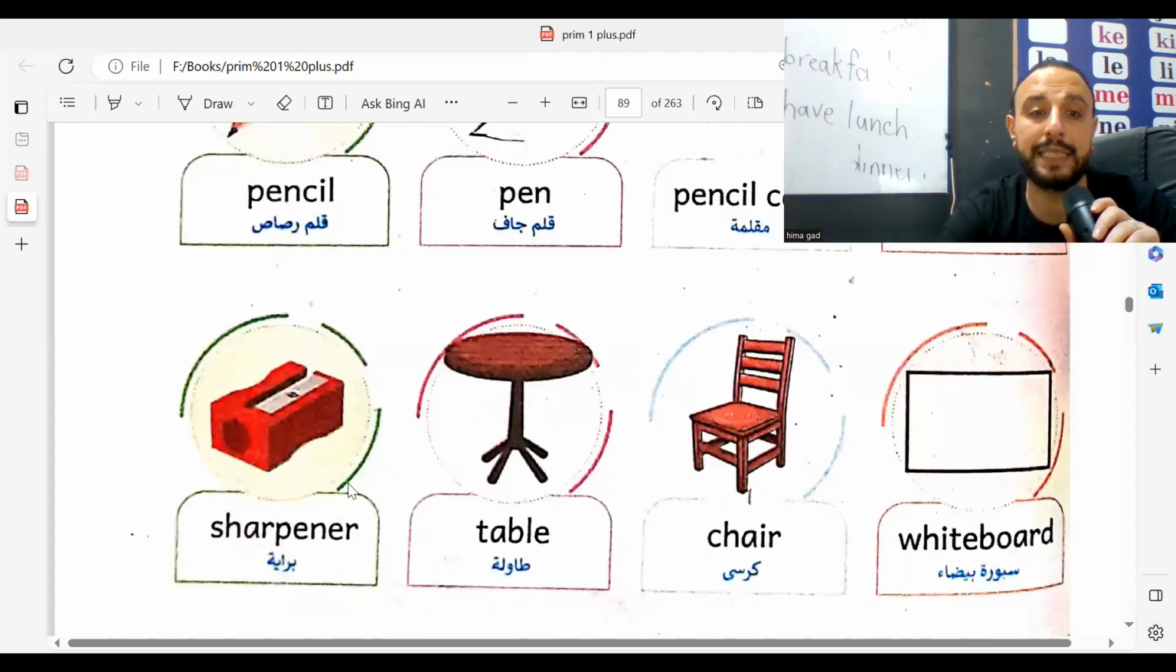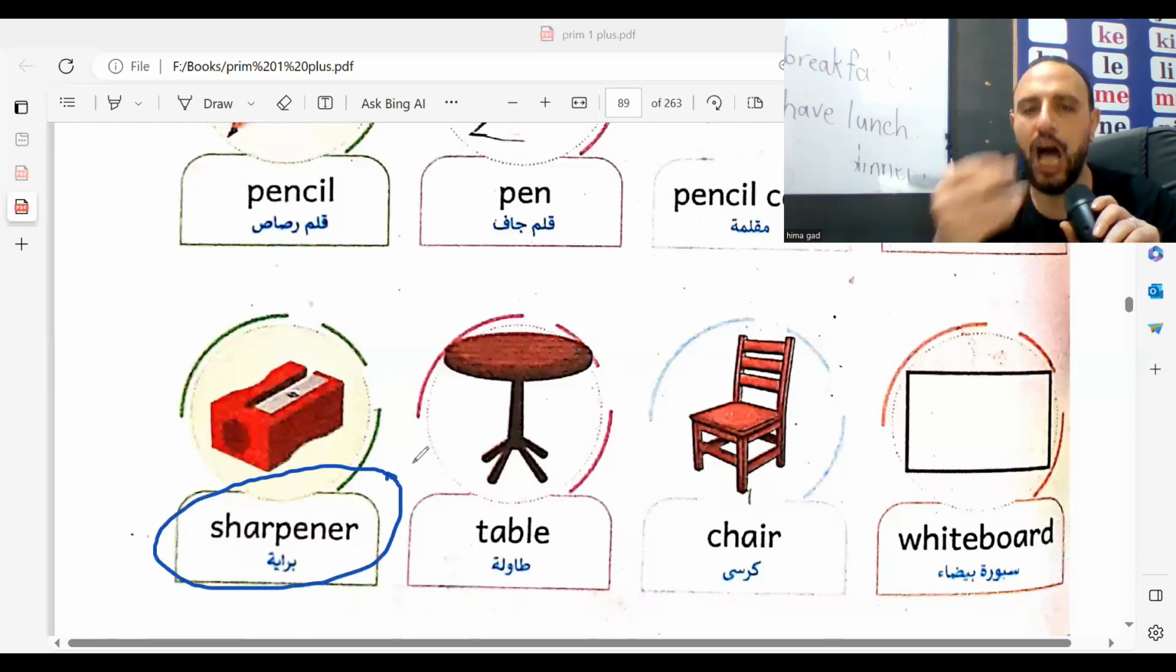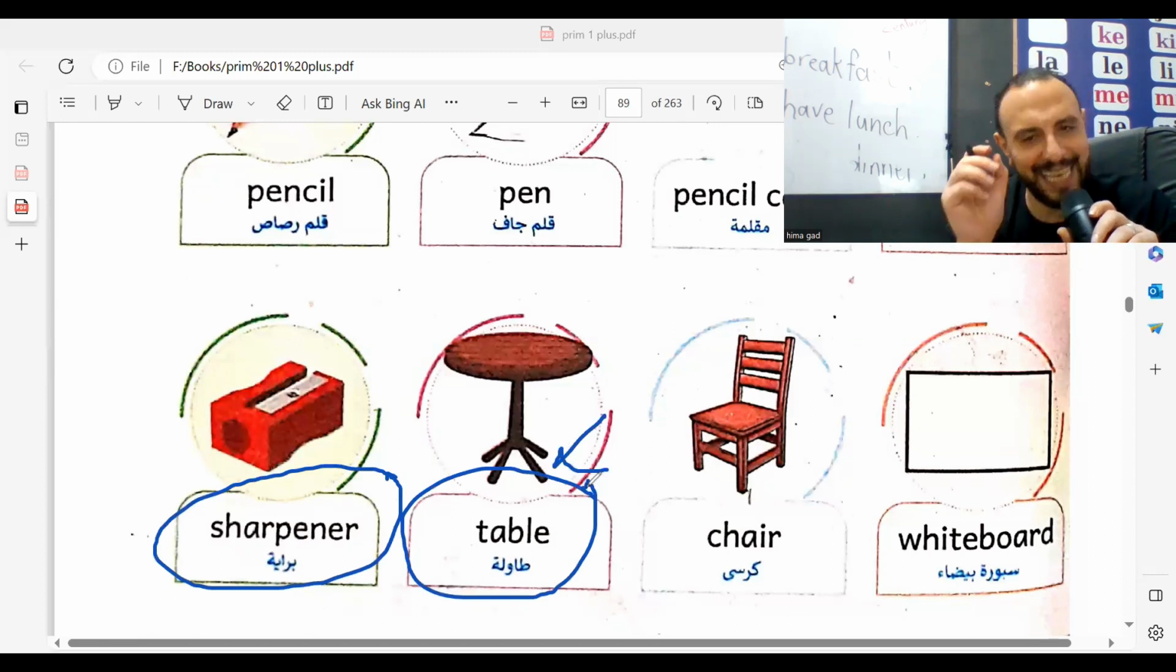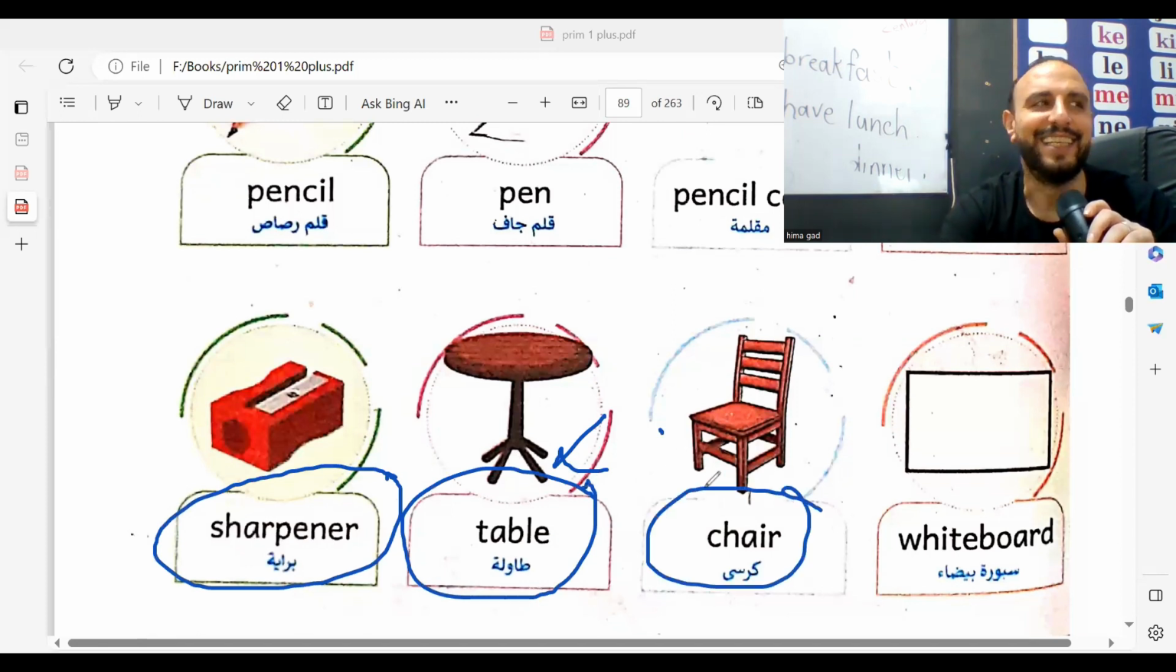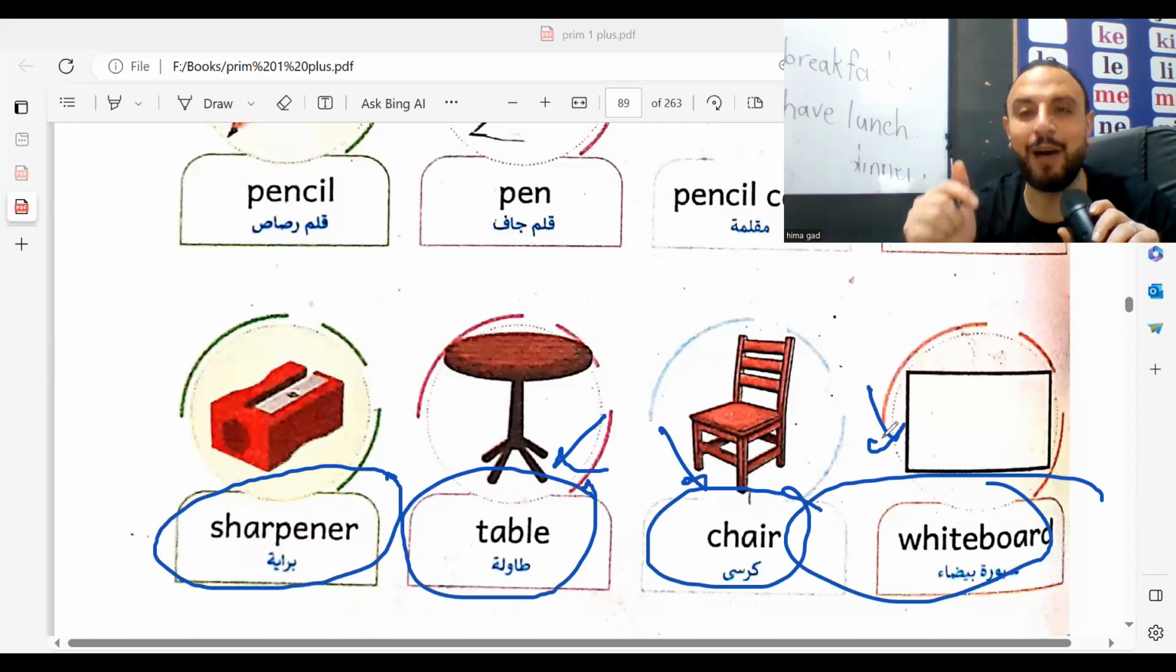يلا هنا نسأل عندي. What's this? It's a sharpener. What can you see? I can see a sharpener. What's this? It's a table. What can you see? Bravo. I can see a table. What's this? Green. It's a chair. What can you see? Bravo. I can see a chair. What's this? It's a whiteboard. What can you see? I can see a whiteboard. Good job. Bravo, حلوي. Okay.